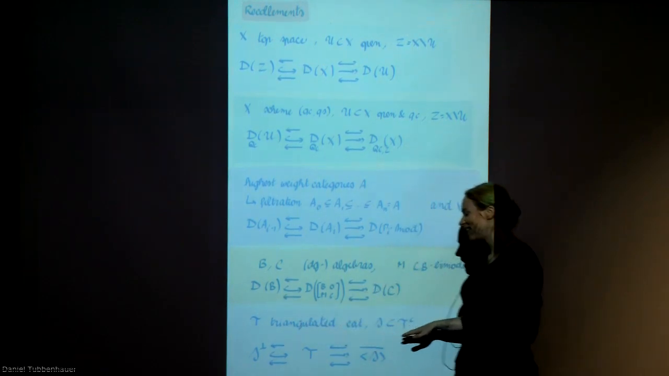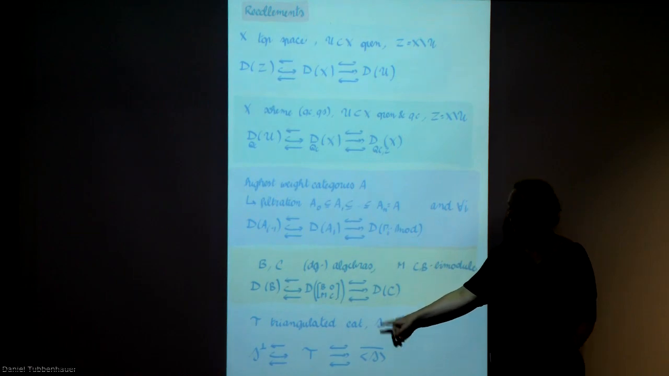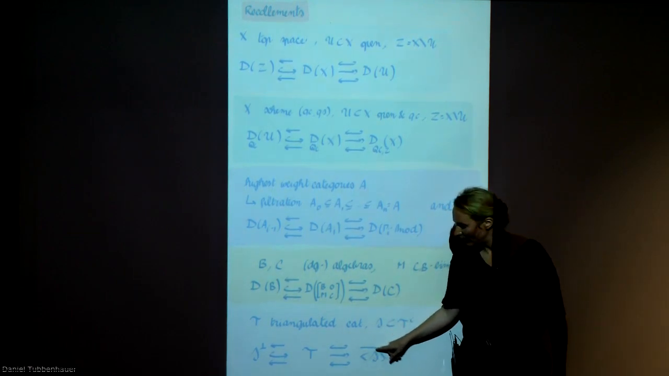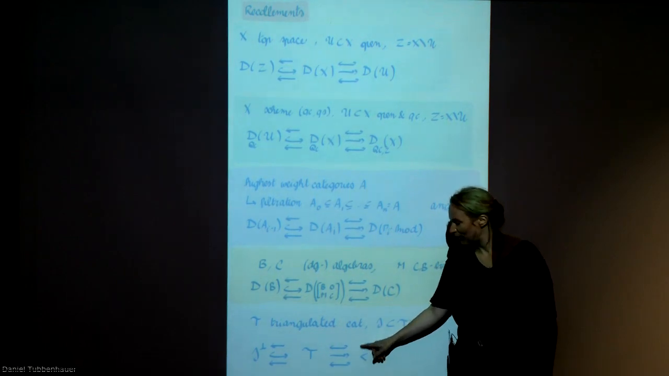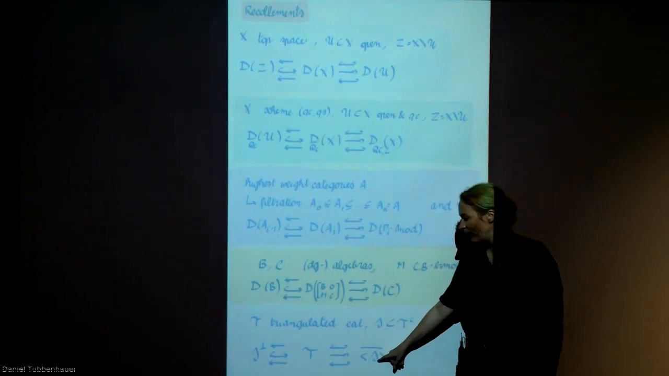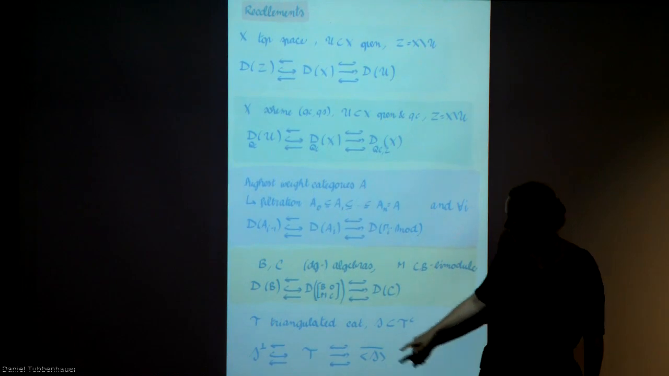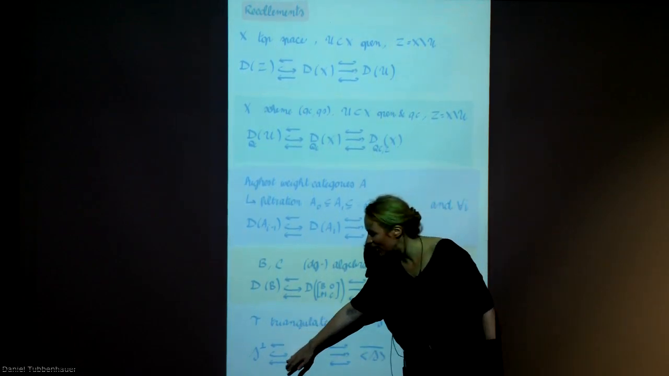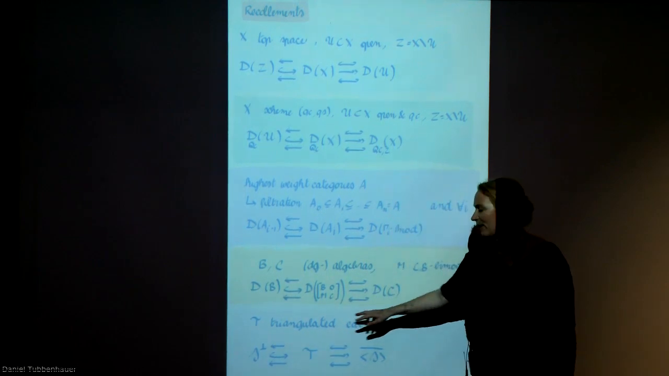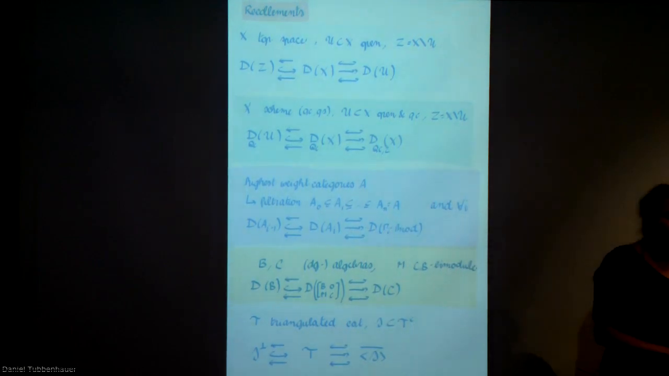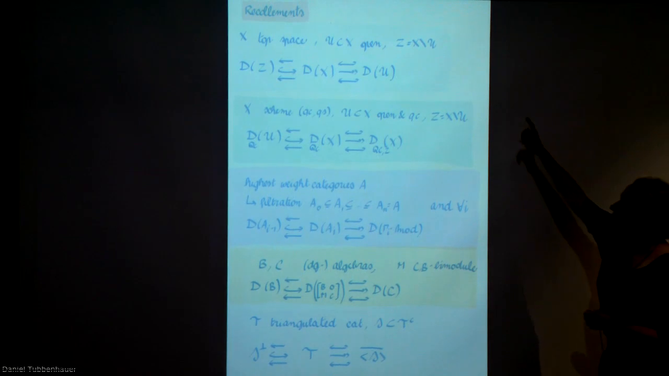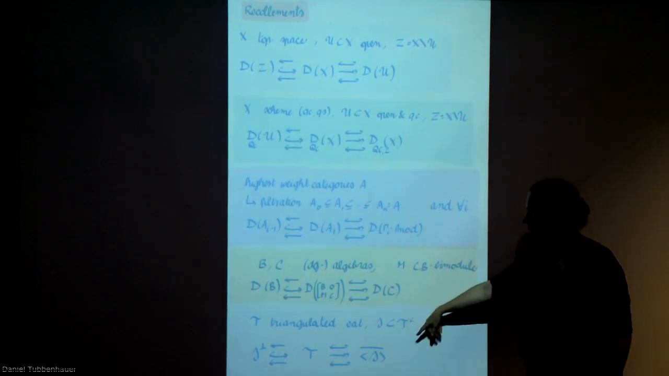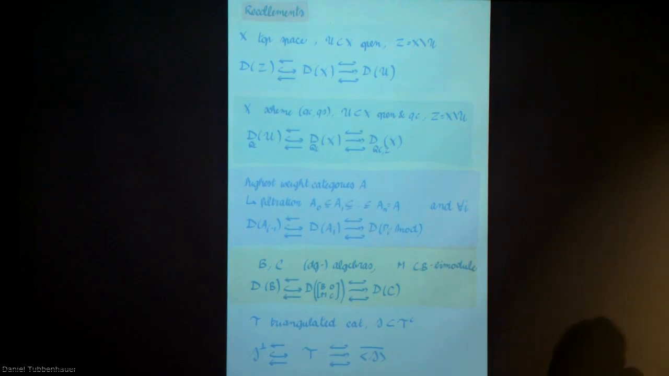If you start with a triangulated category and you take some set of compact objects, you can build the subcategory of T that is generated by those compact objects. You can embed it into T, and then you get a bunch of adjoints which give you this diagram. And so at least the first three, or I think actually all four, are examples of that.